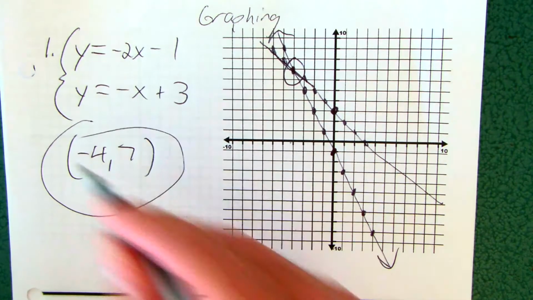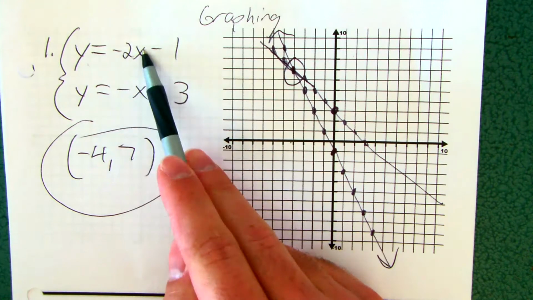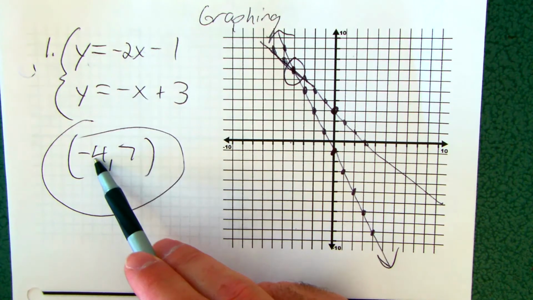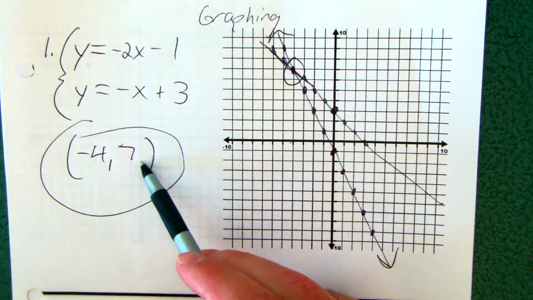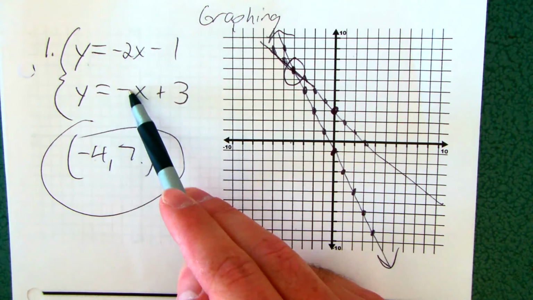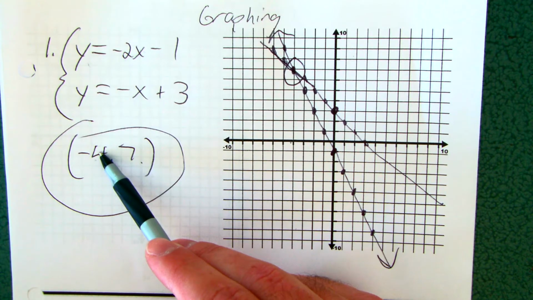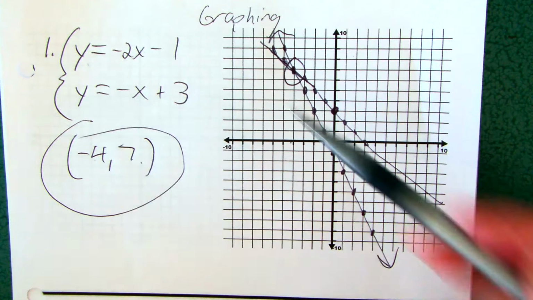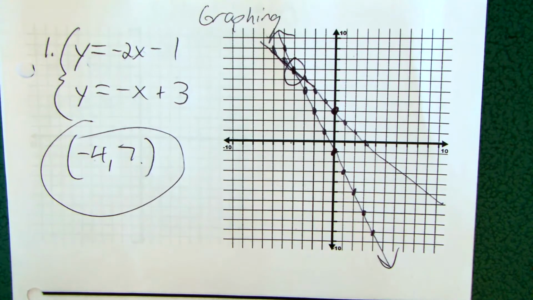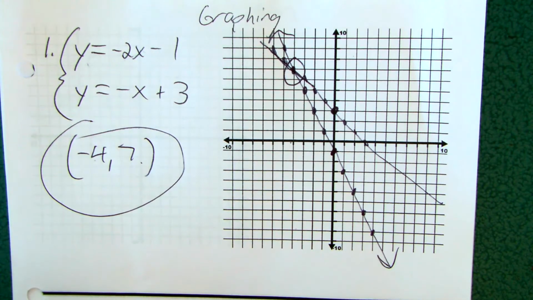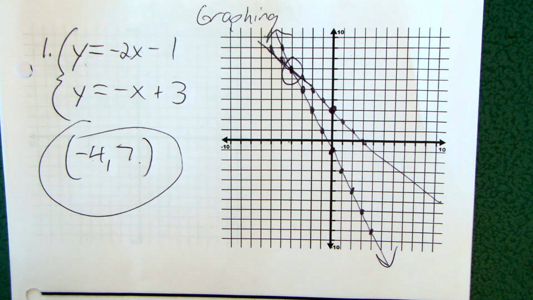You could substitute them back in here. -2 times -4 is 8, minus 1 is 7, so you're good there. -1 times -4 is 4, and then 4 plus 3 is 7, so it works in both. So that's solving by graphing. Definitely the easiest method, not a lot of math involved, but again, it's only going to work if you have whole number answers.